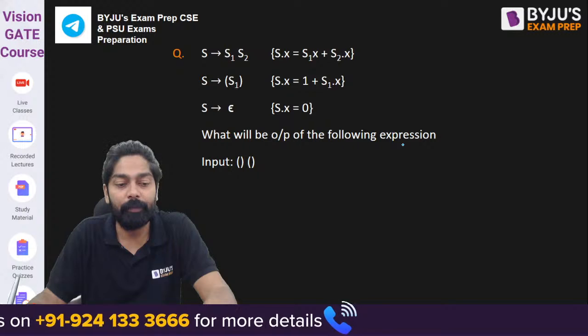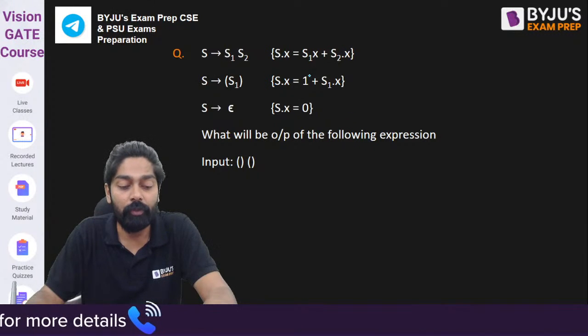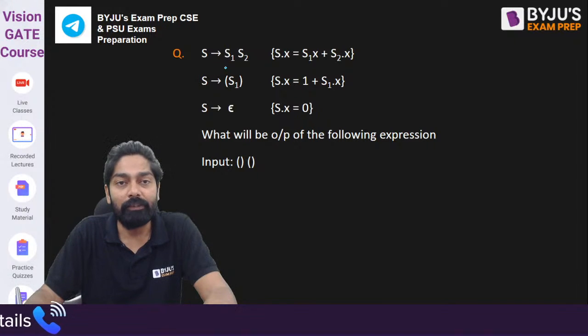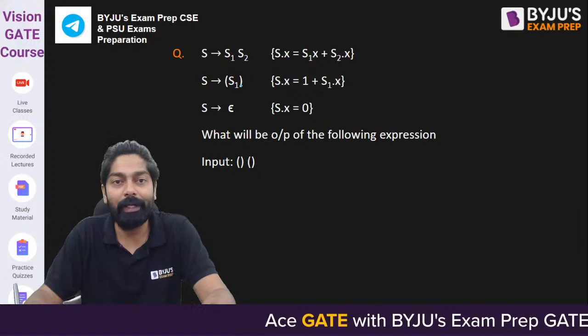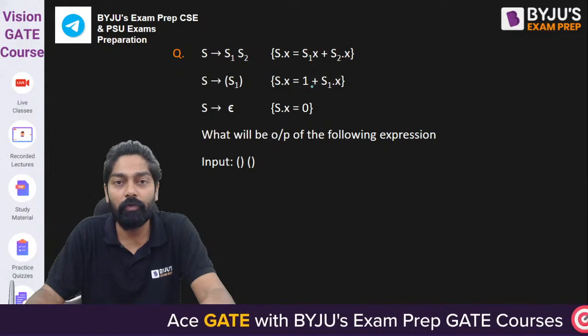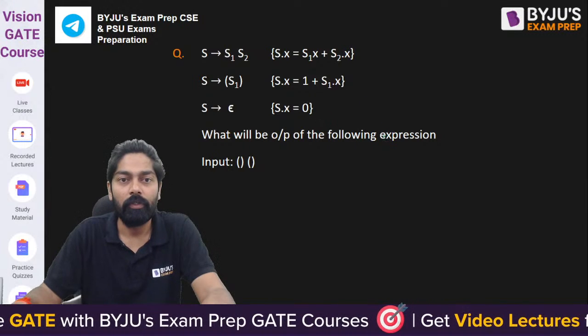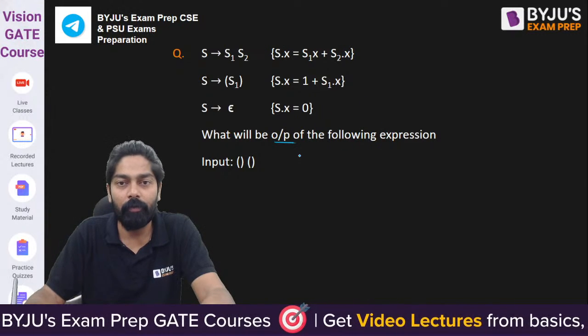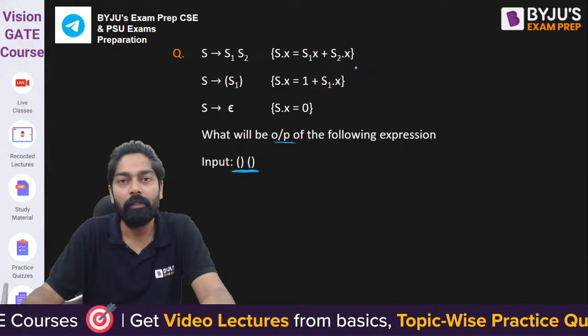What will be the output of the following expression? Can you please tell me? This is a very good question, please try. S goes to S1 S2, here S dot x equals S1 dot x plus S2 dot x. And S goes to opening bracket S1 closing bracket, and S dot x equals 1 plus S1 dot x. And S goes to null, S dot x equals 0. What will be the output if the input is this one? Can you please try?